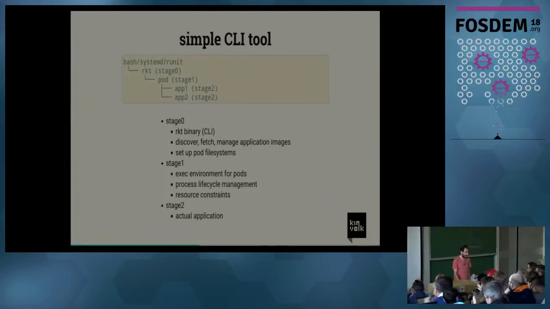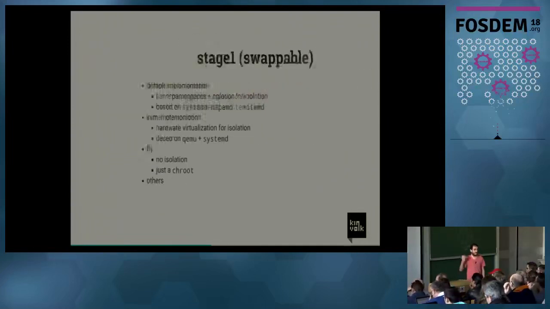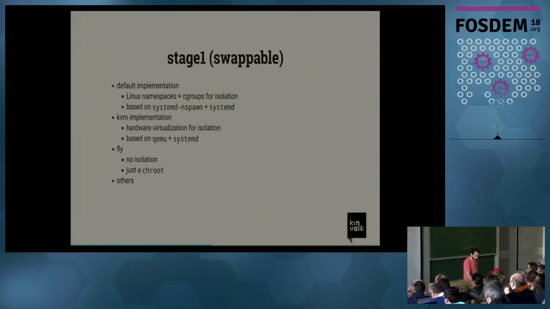So this is basically the typical tree diagram of Rocket. Something will start Rocket, might be systemd, might be bash, might be runit, you name it. And then Rocket will start a pod. You see there are three stages: stage 0, stage 1, stage 2. Stage 0 is just the Rocket binary CLI, which does image fetching. It renders the image in the file system. Stage 1 is the actual container, so it's the environment that pods will live in. It does process lifecycle management, and it contains the resources. And stage 2 is just your application, whatever you run.